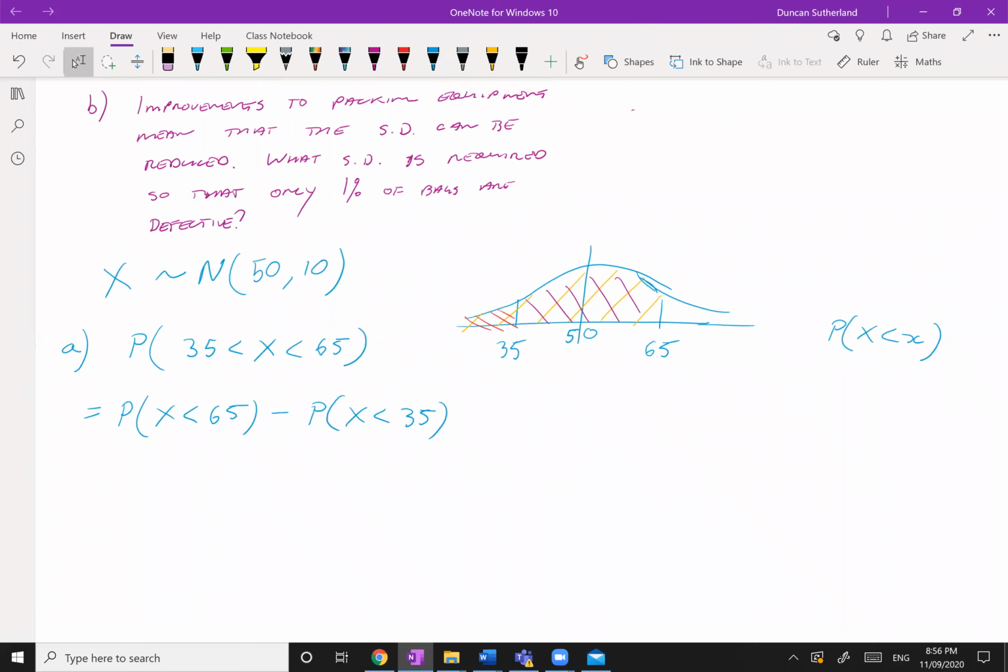All right. We'll also note that what's tabulated is the standardized Z-score. That is the normal distribution with mean 0 and variance 1. So we've got to convert this expression into a Z-score. We've got to standardize. So to standardize, we subtract the mean, 50, and divide by the standard deviation, which is 10.